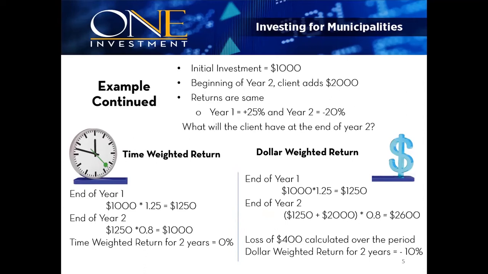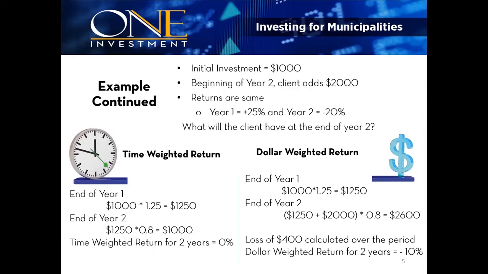On a dollar-weighted return, though, as you can see in the example, again, at year one, you start with 1,000, you make 25%, you have 1,250 at the end of the first year. At the end of the second year, however, because you've added $2,000, you've lost 20% not only on the 1,250 you had at the end of year one, but on the 2,000 you put into the account during year two. So your year two balance is $2,600. Now, how much was the total invested by the client in that case? 1,000 at the beginning of the period, and at year two, another 2,000. So the total investment was $3,000. At the end of year two, the balance is only 2,600.